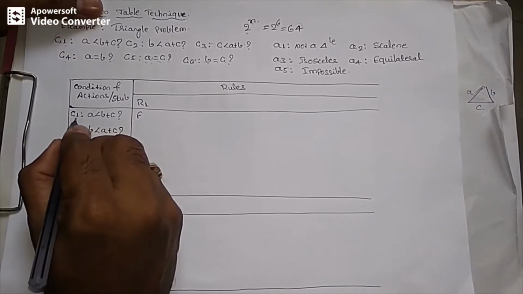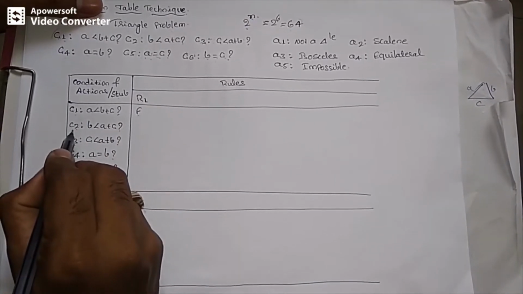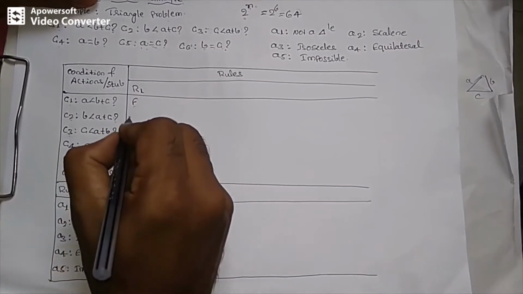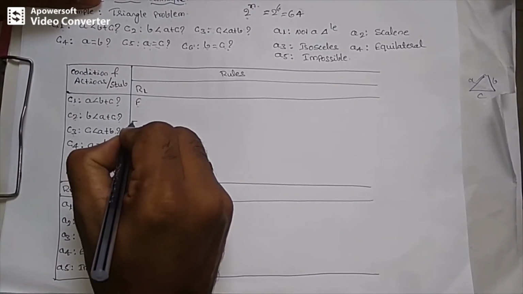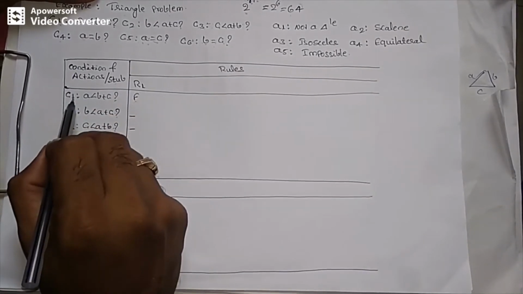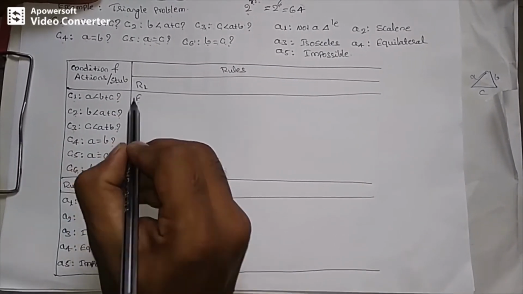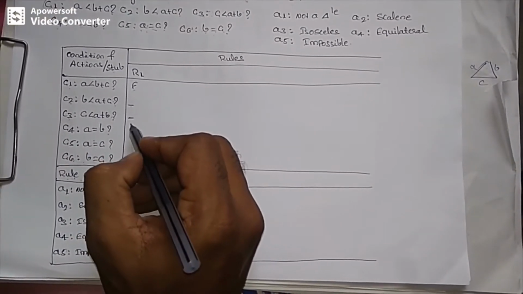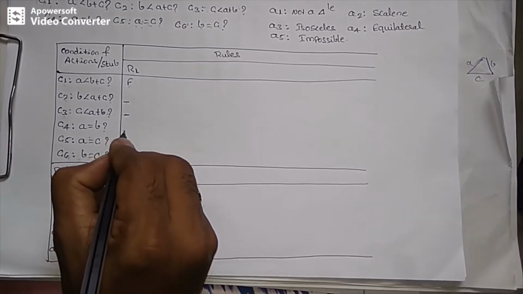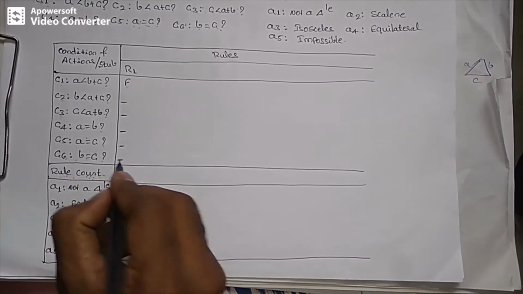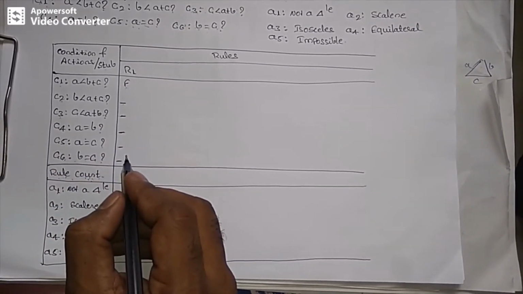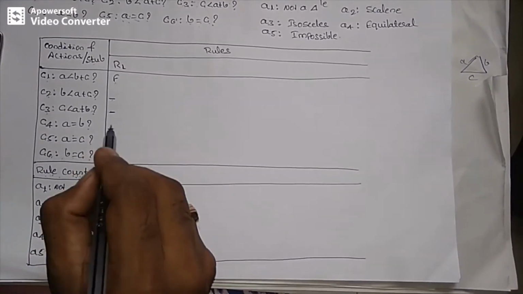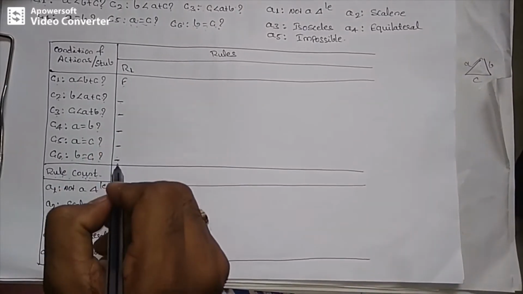Once this condition becomes false, what about condition 2 and condition 3? We are not going to check them at all. It is not applicable. Why? Because the first condition itself becomes false, so we need not bother about the remaining conditions. We enter the remaining conditions using a dash. Dash indicates not applicable, so it is represented as dash, dash, dash. Now the rule 1 entry is over.